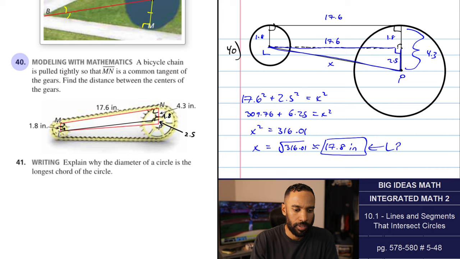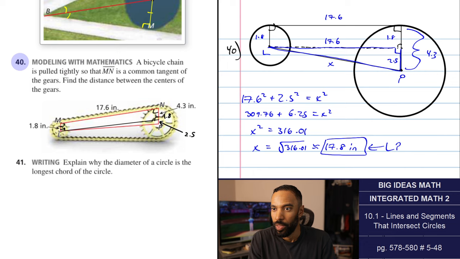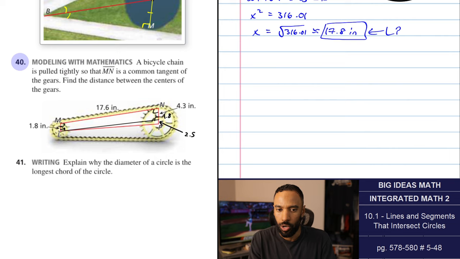Questions? All right, let's keep going. Let's go to, whoops, did I have more room on there? Oh, a total amount of room. Let's go to number 41 on writing.